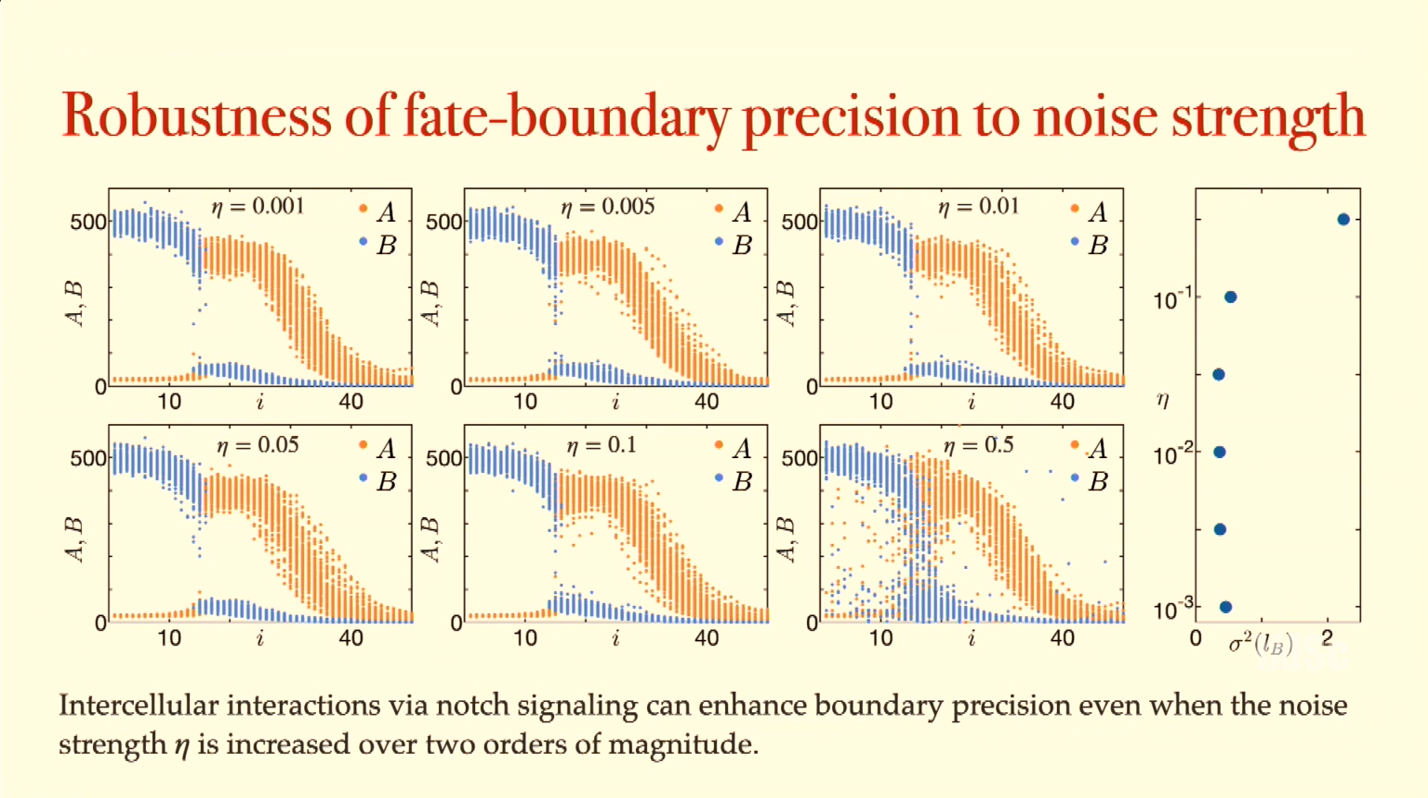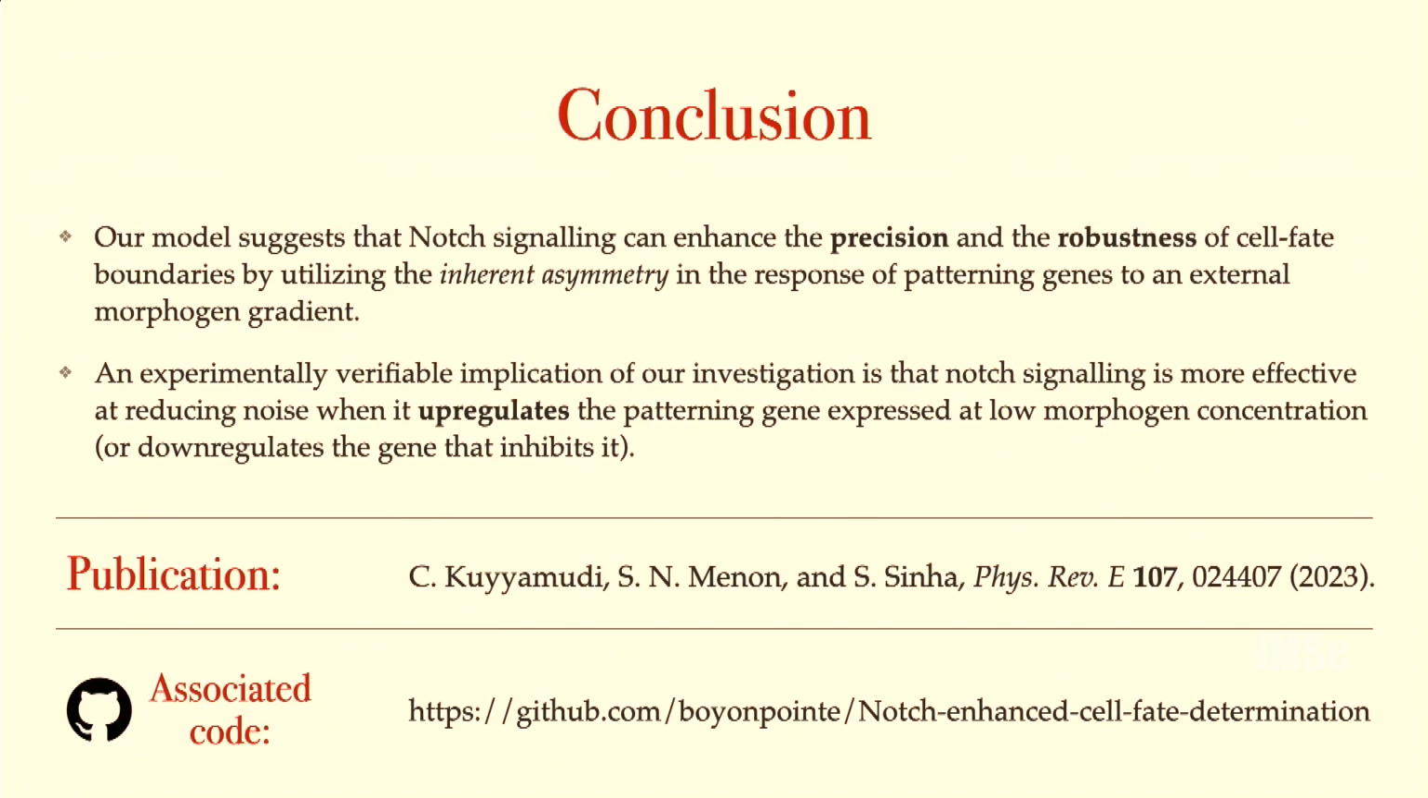Just to conclude, we see that Notch signaling can potentially enhance the precision and robustness of these self-formed boundaries. A possible avenue by which our hypothesis could be investigated is to look at a scenario where Notch is more effective at reducing noise when it regulates the gene expressed at low morphogen concentration, which in our case was A.